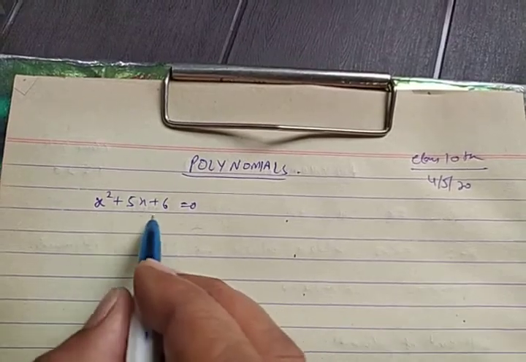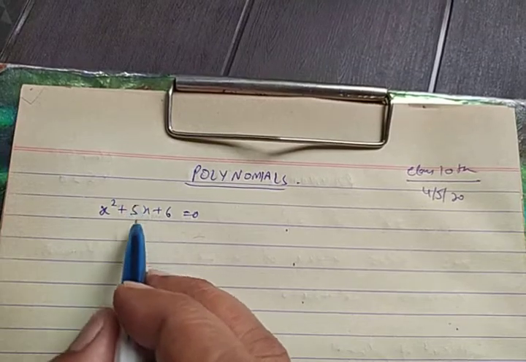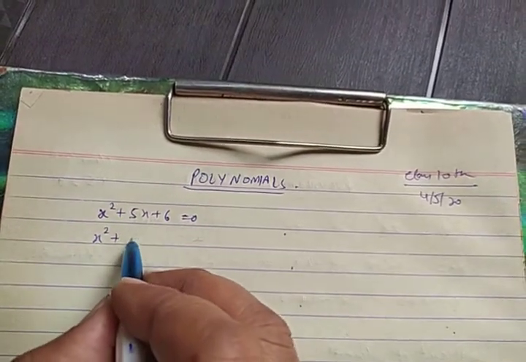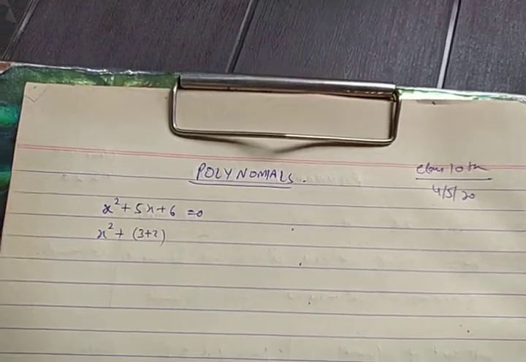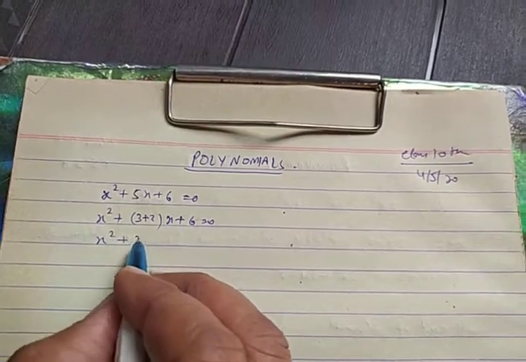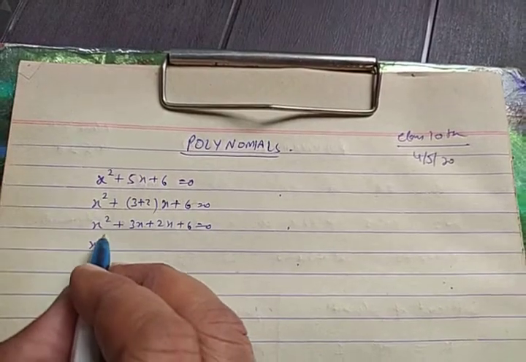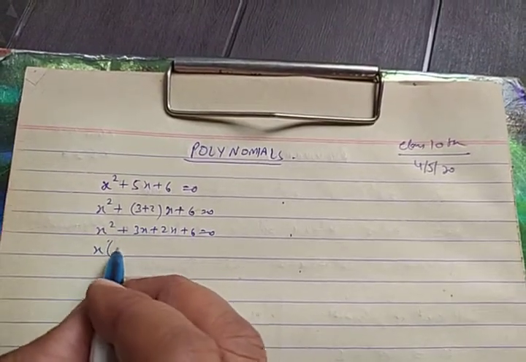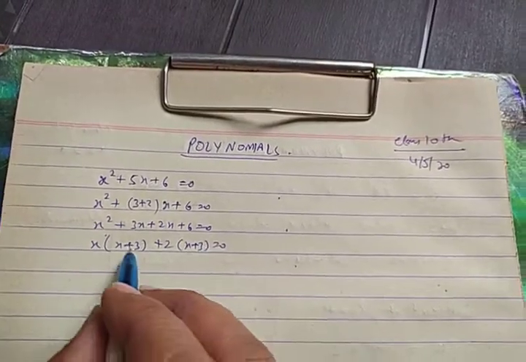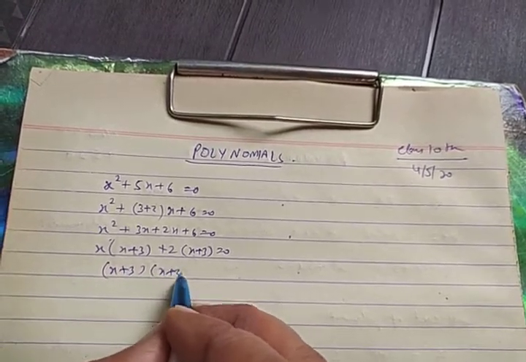For the solution of this, I think in 9th class you have solved it by the middle term splitting process. So I am doing here x square plus, this would be 3 plus 2, x plus 6 is equal to 0. This would be x square plus 3x plus 2x plus 6 is equal to 0. Take x common: x plus 3, plus 2 common: x plus 3. Now the expression x plus 3 is common, that is x plus 2.